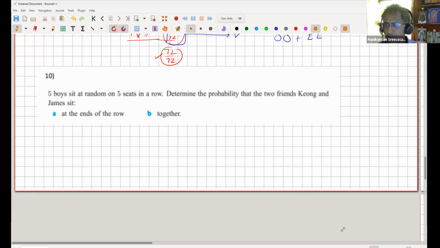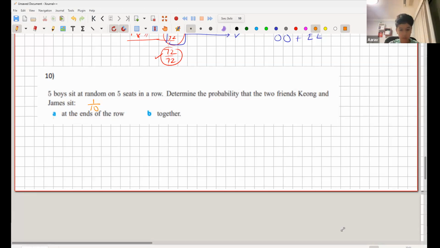Arab, your hand is up. Go ahead, please. What did you get? For part A, I got 1 over 10. Okay. Anyone else got 1 over 10? Yes, even I got 1 over 10. Cool. Okay, can you go over 1 over 10, Arab? Sure. So it was fairly straightforward, I think.